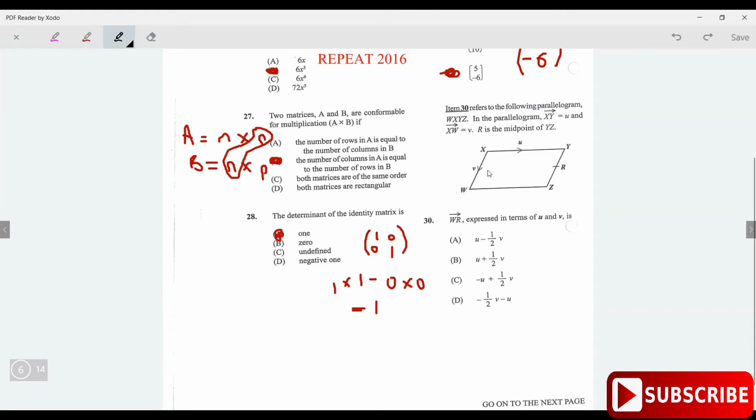Okay, so to go from X to W is V. So to go from X to Y is U. And R is the midpoint of YZ.